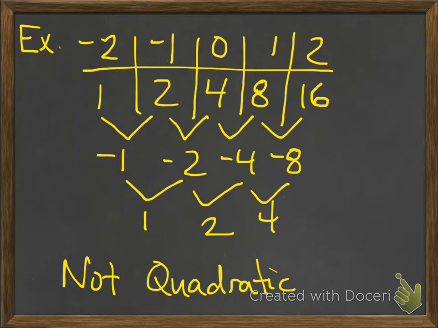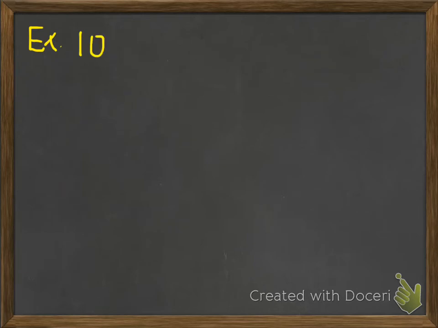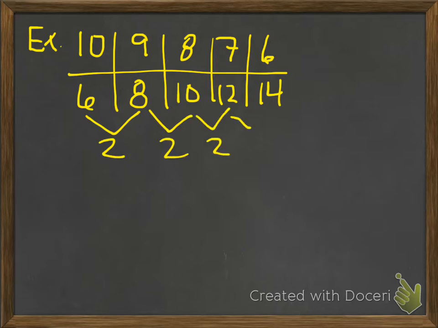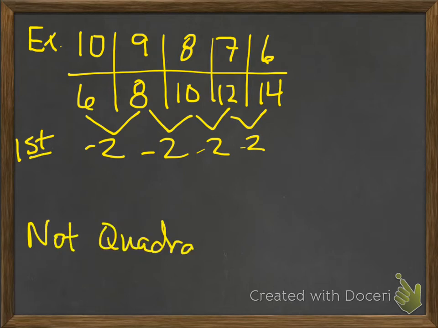Okay, and that's it. So let's look at one more example. And again, notice the x's are spaced evenly. Okay, so I'm going to look at this, and I'm subtracting. I should have put negative 2 on all those, but all those are basically 6 minus 8, 8 minus 10, 10 minus 12, 12 minus 14. Notice they're all the same. Since the first differences are the same, you don't even need to look at the second differences, and you're just going to say this is not quadratic. It's actually linear. Keep in mind, you can only look at second differences if the first ones are different.